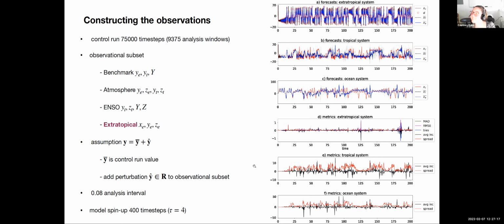The other ones work nicely, yeah. Can I just clarify? By forecast, you mean you take the analysis as your initial condition and you forecast for one time step or for one analysis window? For one analysis window, yes. Okay, correct. Thanks. Yes.